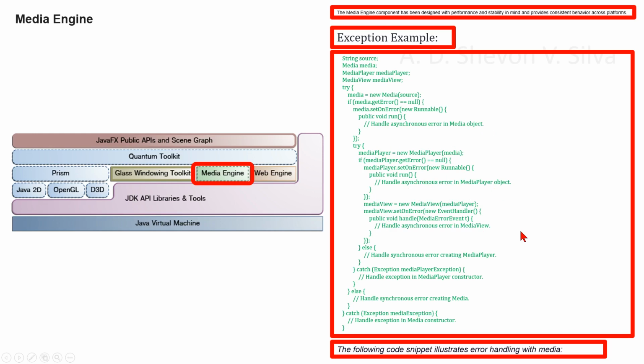Some errors might be duplicated. For example, a media player will propagate an error that it encounters to its associated media and media player to all its associated media views. As a consequence, it is possible to receive multiple notifications of the occurrence of a given error depending on which properties are monitored.